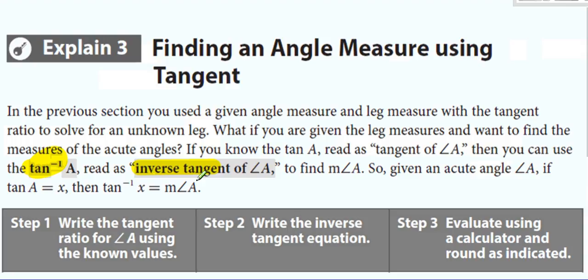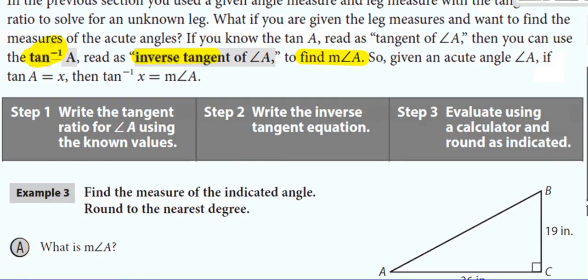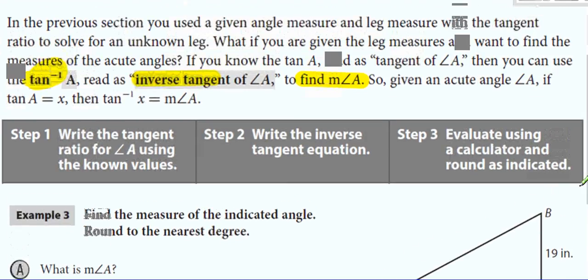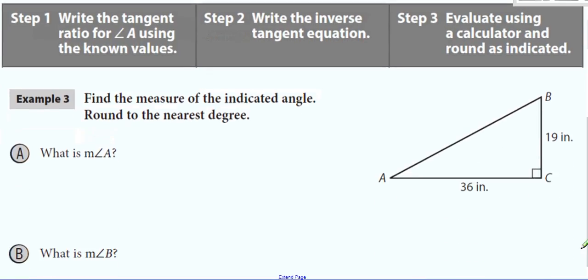So what the inverse tangent does is solve for the angle. You use that when you're trying to solve for an angle. So you use the regular tangent when you're solving for a side, and you use inverse tangent when you're solving for the angle. So to solve these, you're going to write your tangent ratio, and then you're going to write the inverse tangent equation, and then type that into your calculator.